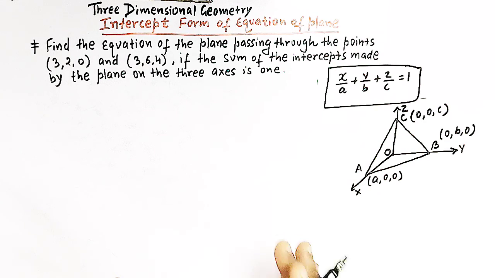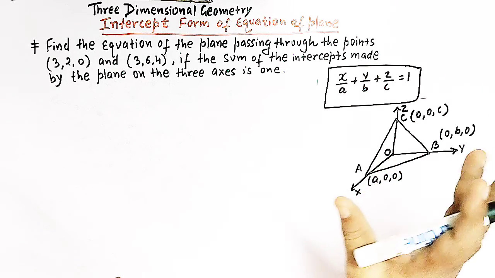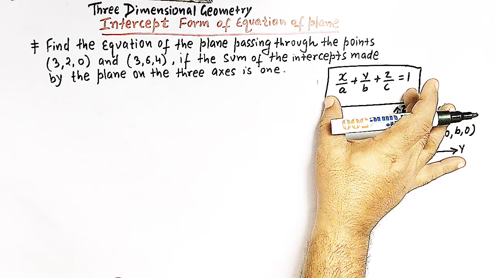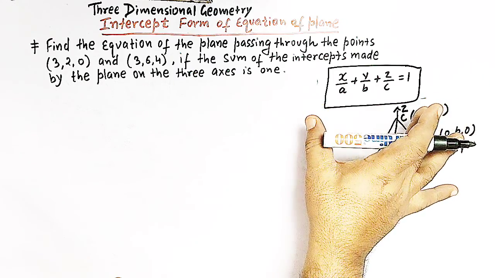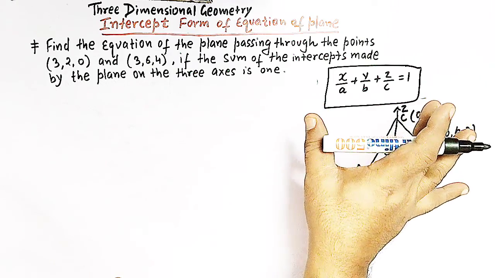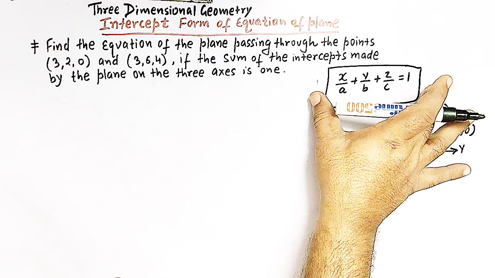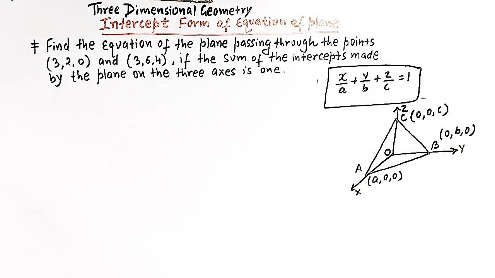So whenever we are given the intercepts, that is, the lengths of the intercepts made by any plane on the three axes, then the equation of the plane can be represented by this equation. This equation is known as the intercept form of the equation of a plane, right? So here we are going to make use of this equation to solve this problem.